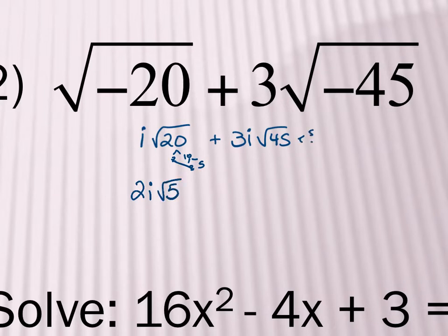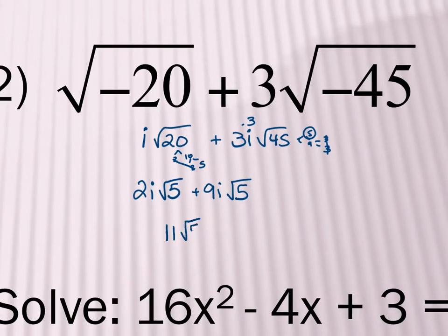The 45 is 5 and 9, which is 3 and 3. The 3s are doubled, so those come to the outside with the 3 that's already there. 9i, and the 5 is left underneath again. They both have an i and they both have a root 5, so I would add them. 11 root 5 i, or again, you can write it as 11i root 5. I'll take either one of these. Just be careful not to put the i underneath the root.